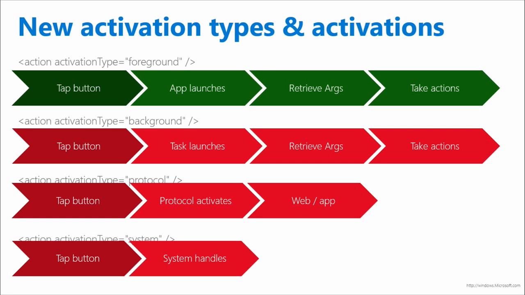Another one I can do is tap the button and just let the system handle it. That's if activation type is system. And there's really only those two right now, dismiss and snooze. Those are the only ones that are supported for alarms and reminders, yeah.